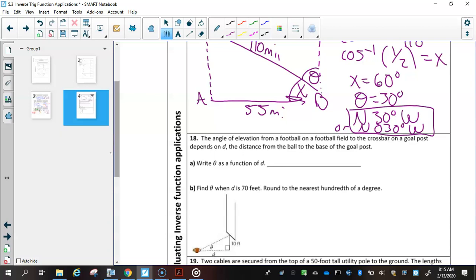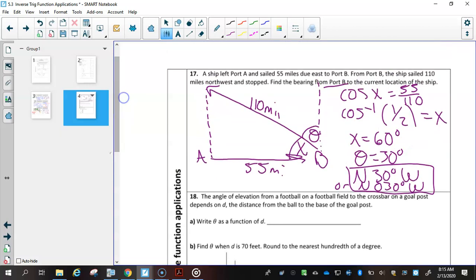I still don't understand how you knew that we were solving for... It says from port B to the current location. So you just have to remember to find the outside. You just had to find that angle on the outside.